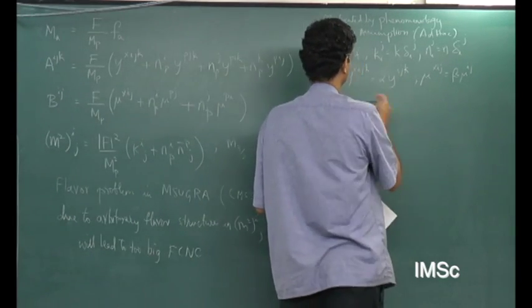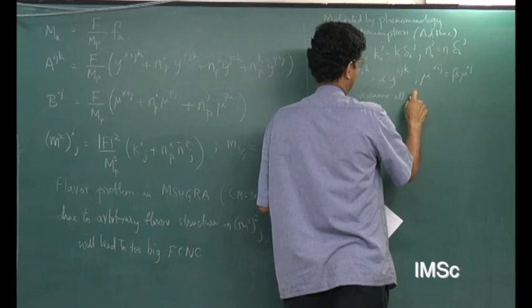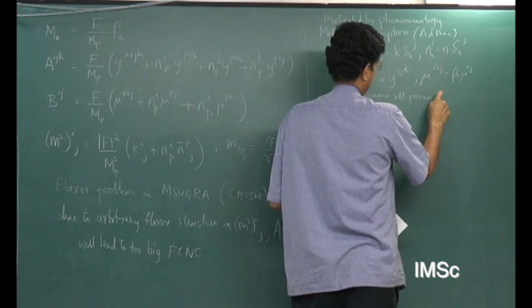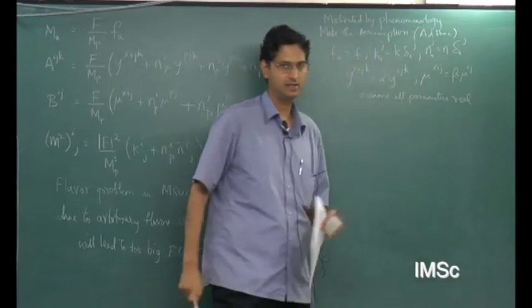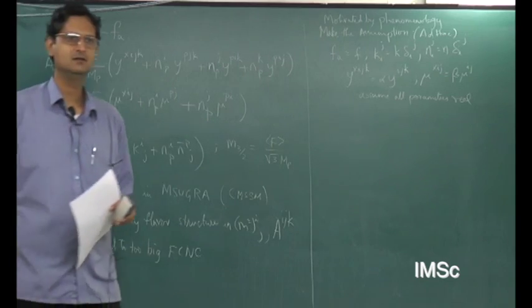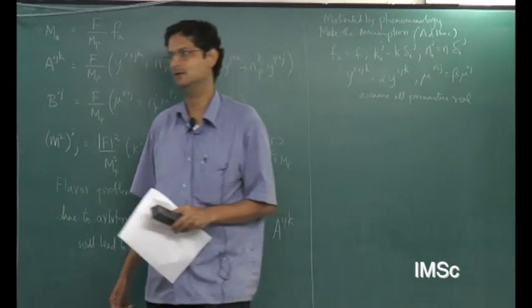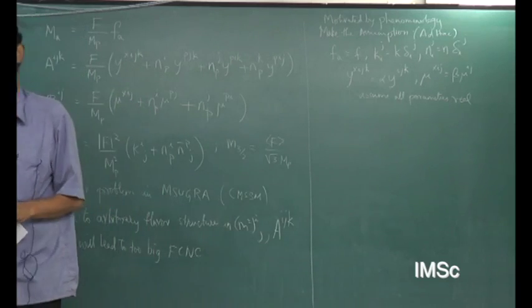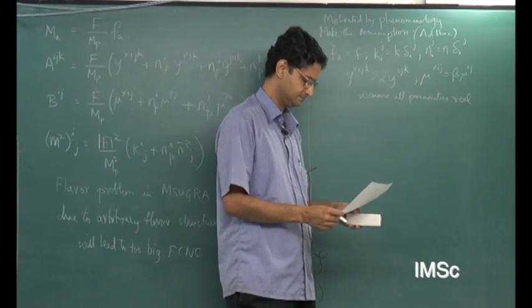And moreover, you assume all of these real. So these are to keep things like EDM under control. If you put in big phases, then the electric dipole moment of the electron and the neutron and all of these things, the electron basically, or the muon, will come out too big.